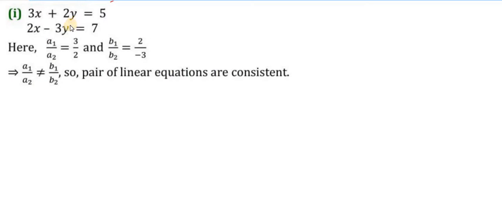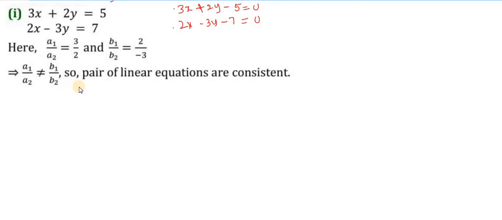Now see here, 3x plus 2y is equal to 5, and 2x minus 3y is equal to 7. First write this properly in the standard form: 3x plus 2y minus 5 is equal to 0, and 2x minus 3y minus 7 is equal to 0. Here this is a1, a2, b1, b2, c1, and c2. So a1 by a2 is equal to 3 by 2, and b1 by b2 is equal to 2 by minus 3. Therefore a1 by a2 is not equal to b1 by b2.